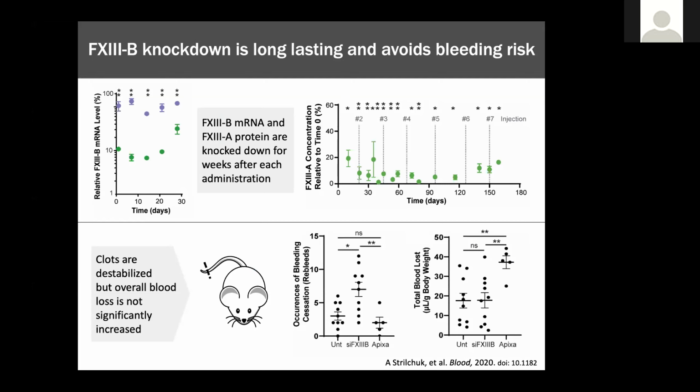Finally, on the bottom of this slide, a tail transection model of bleeding showed that while clots were less stable and prone to failing, overall blood loss was not increased compared to untreated mice because clots were able to form and reform quickly. Notably, this is different from the apixaban-treated mice, where blood loss was significantly increased. So next slide, please.